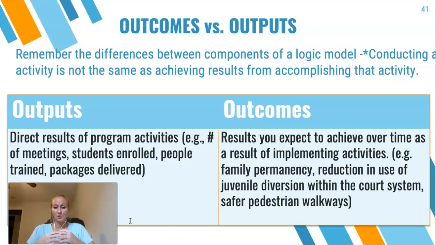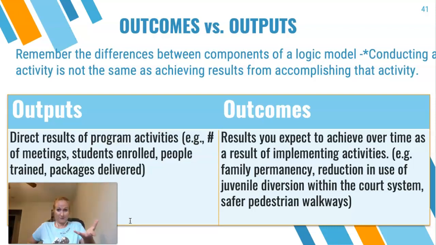So an output is the direct result of an activity, like a number of meetings or students enrolled or people trained or packages delivered. It's the what. The outcome is the results you expect to achieve over time, as a result of implementing the activity. So maybe it's family permanency, reduction in use of juvenile diversion in the court system, having safer pedestrian walkways.